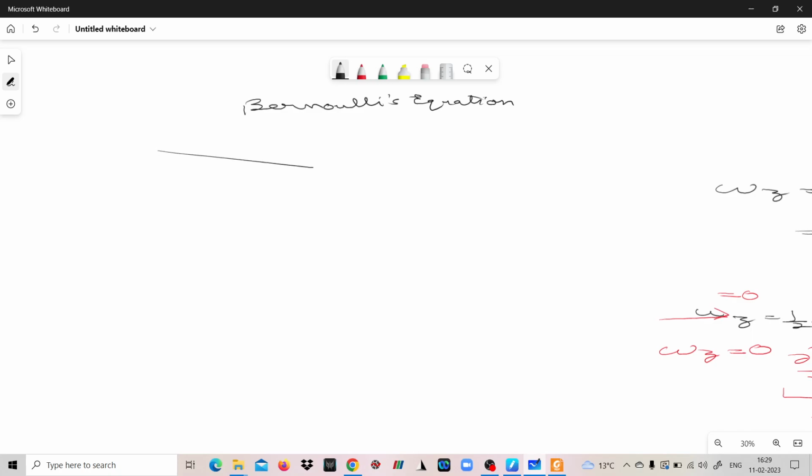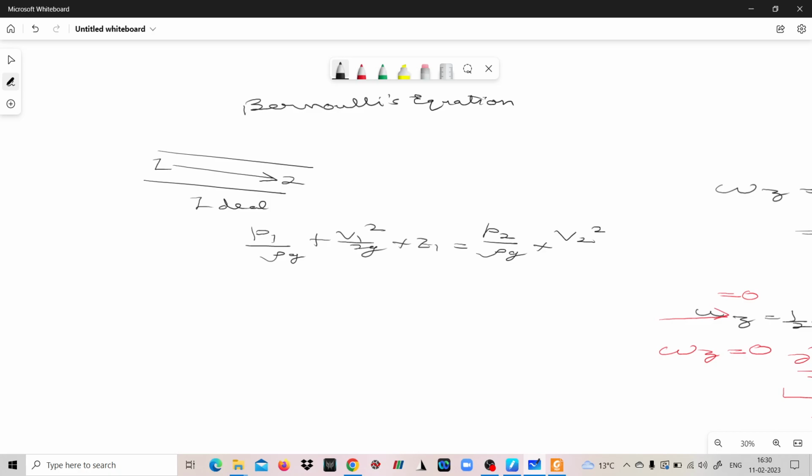Now, Bernoulli's equation, what is the statement? Suppose the fluid is flowing between two points, say from point 1 to point 2, then according to Bernoulli's equation, if this fluid is an ideal fluid, then P1 by rho g plus V1 square by twice g plus Z1 is equal to P2 by rho g plus V2 square by twice g plus Z2. It means that at different sections, the sum of these three terms is a constant.